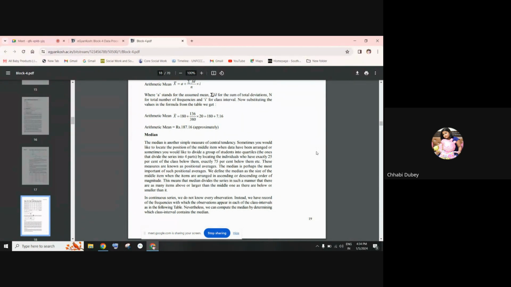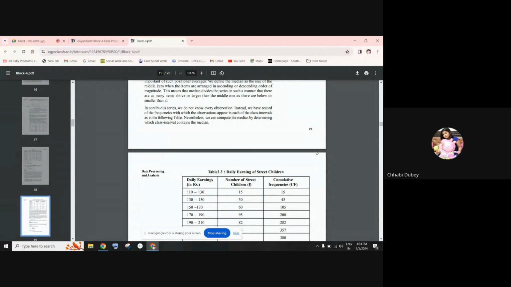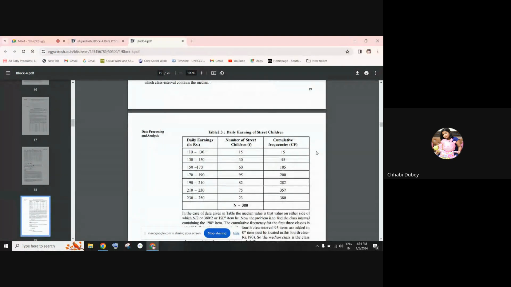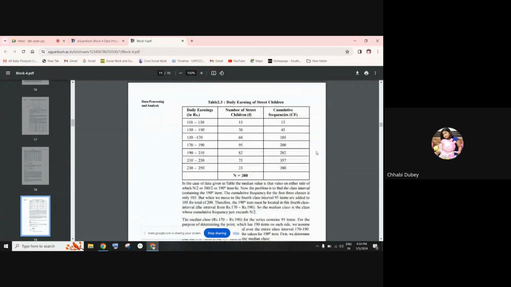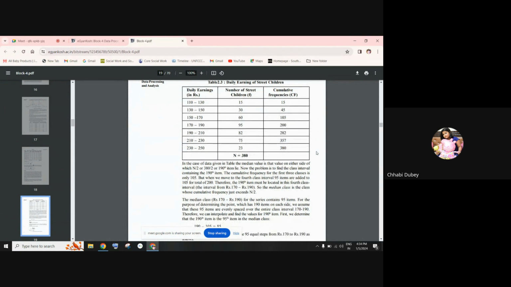And this means that the median divides a series in such a manner that there are as many items above or larger than the middle one as there are below or smaller than it. So we are going to arrange the items and then find out the median. Here they have given this table of how we can calculate the median for a given example.